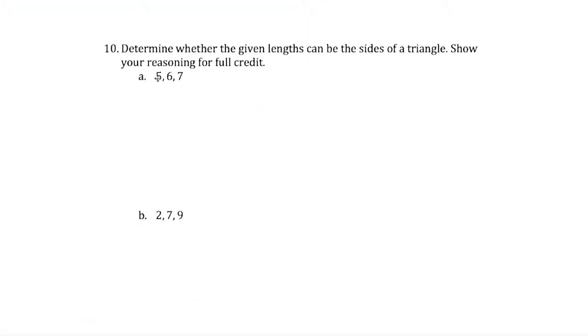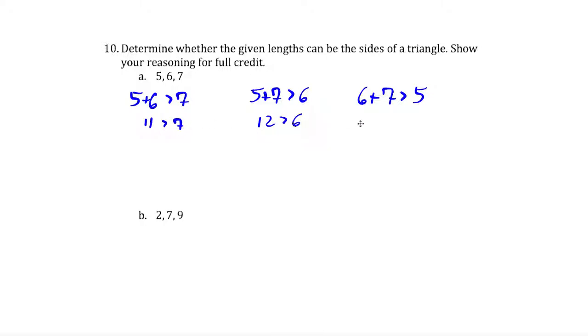This is the triangle inequality theorem, showing us that if we set up these inequalities, so 5 plus 6 must be greater than 7, 5 plus 7 must be greater than 6, and 6 plus 7 must be greater than 5. Well, if we check all these out, 11 is greater than 7, 12 is greater than 6, 13 is greater than 5. Because these are all true, that means that yes, in fact, this is a triangle.